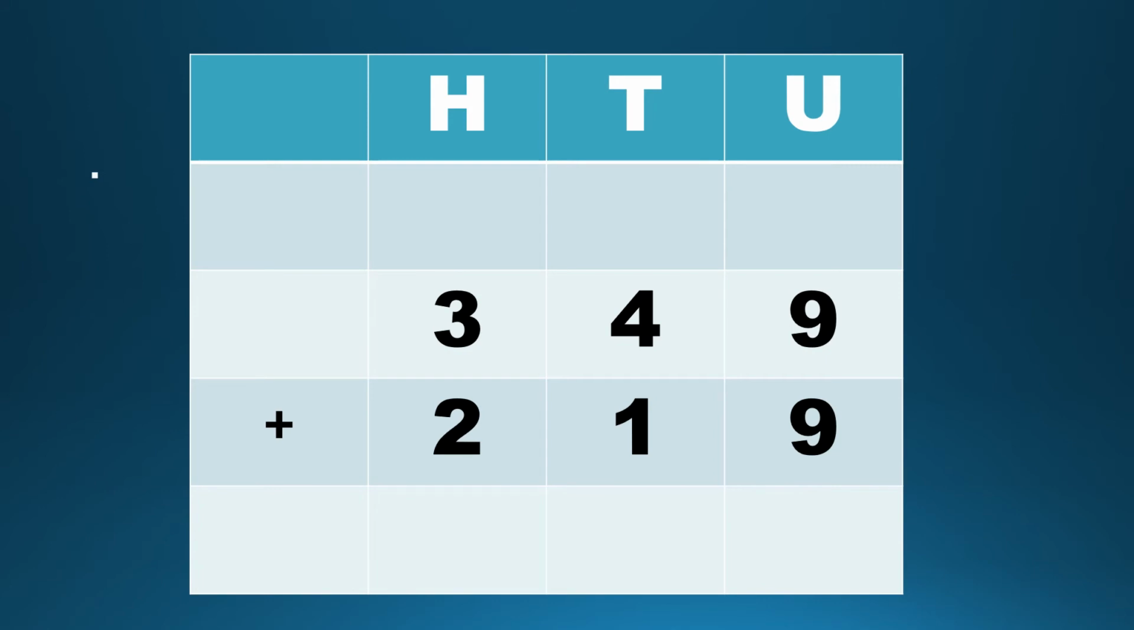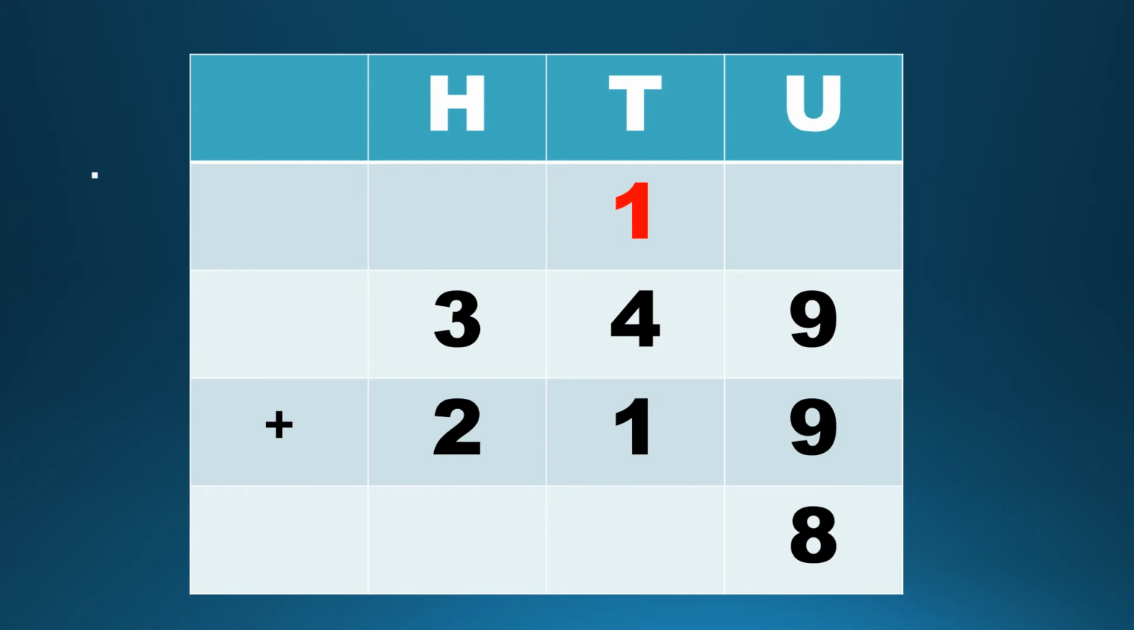Let us now add 349 plus 219. What is 9 plus 9? We begin by adding from the units place. You are correct. The answer is 18. So we keep 8 in the units place and we carry over the 10 to the tens place.